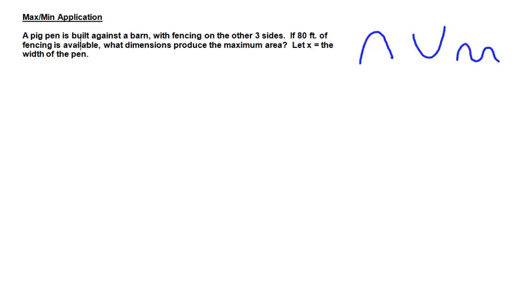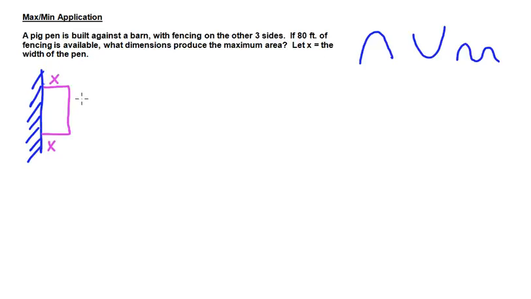A pig pen is built against a barn with fencing on the other three sides. So we're making the assumption that the barn has an unlimited length for our purposes, and that we have 80 feet of fencing available to form the other three sides. We're then asked what dimensions produce the maximum area, and we're given a hint. Let x equal the width of the pen.